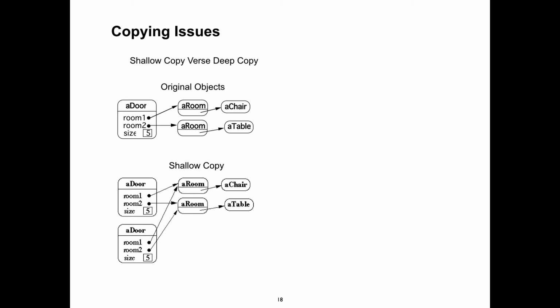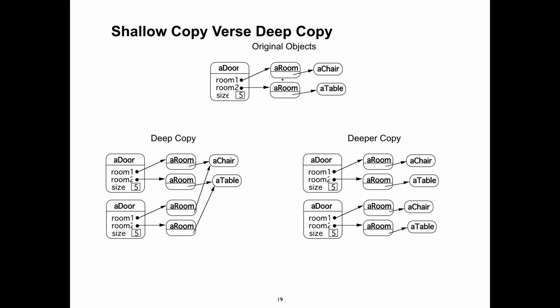So shallow copy just copies the first level, right? And then the second level still points to the same things. A deep copy, here I'm copying the door, and then each door has a room, so I copy that, but then the third level down, right? And then I can just copy all the way.